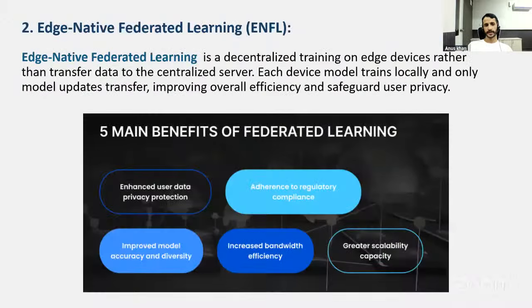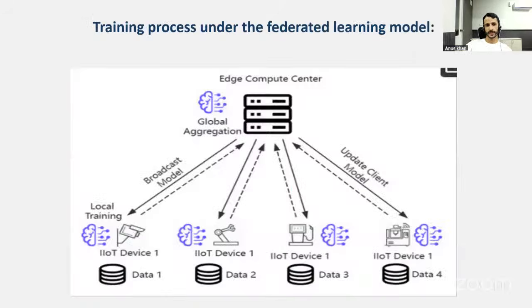Agentic federated learning. Agentic federated learning is decentralized machine learning directly on the edge devices, rather than transferring data to a centralized server. Each device model trains locally and only the model updates are transferred, which improves overall efficiency and safeguards user privacy. What can we achieve using agentic federated learning? We can enhance user data privacy protection, adhere to regulatory compliance, improve model accuracy, increase bandwidth efficiency, and gain greater scalability. These are the key benefits we can achieve using agentic federated learning. Moving to the next slide.